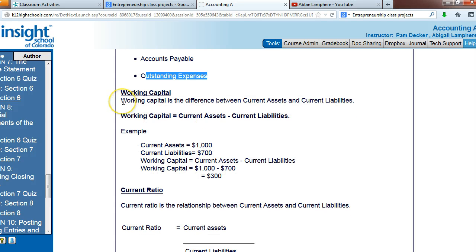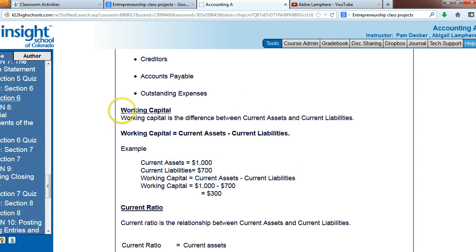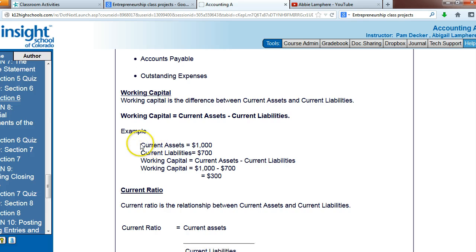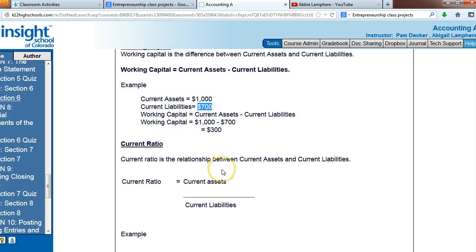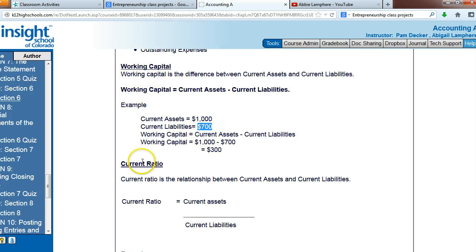Working capital is the difference between current assets and current liabilities. When we're calculating our working capital, we need to look at our total current assets and our total current liabilities, so the total of what we own and the total of what we owe. That would give us our working capital. The total of what we own would be $1,000. The total of what we owe, subtract that out. So our working capital is $300. That's the value that we own right now, because we still owe $700. Okay? So that was working capital.